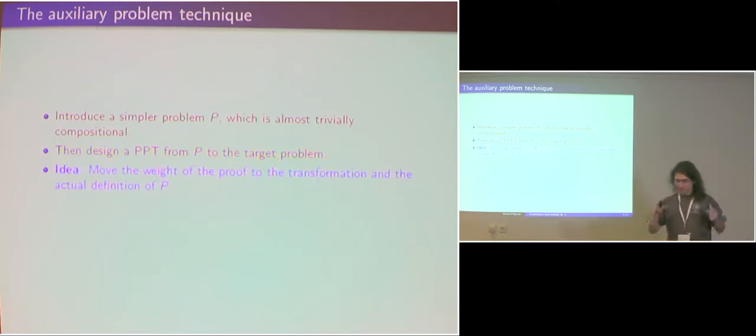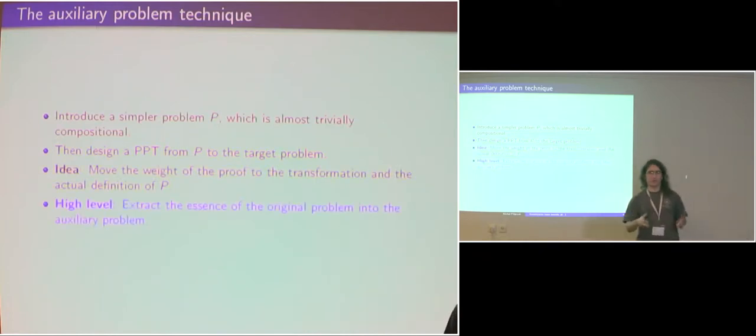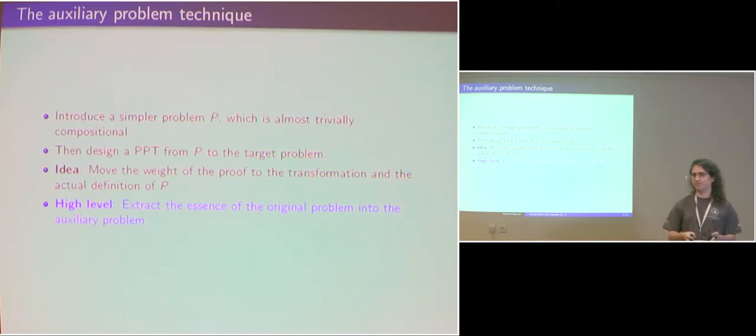So the idea is that in the definition of this auxiliary problem, we extract the reason for hardness of the target problem. We prove that it is compositional, using the combinatorics of the new problem, which is simpler. And then we embed this instance into the target problem, showing that actually the target problem is at least as hard as the original one.